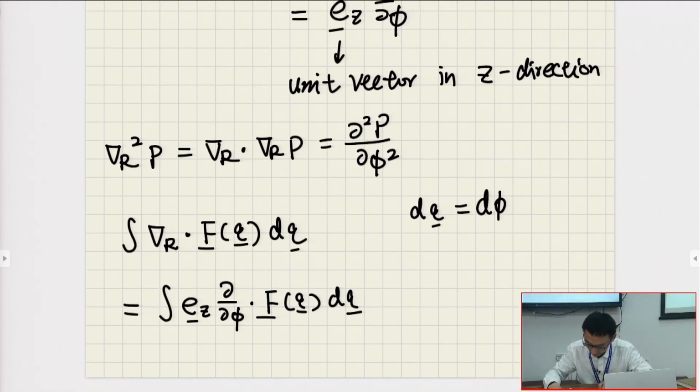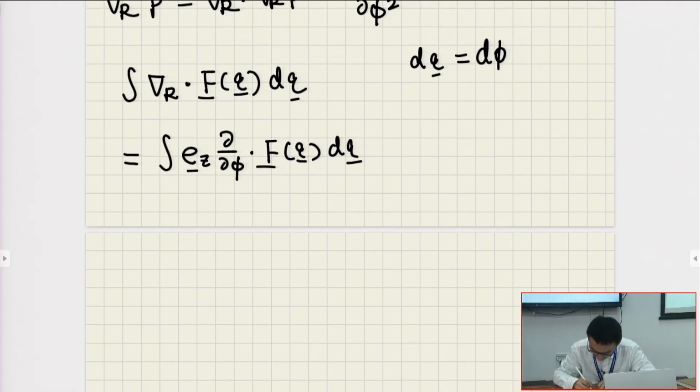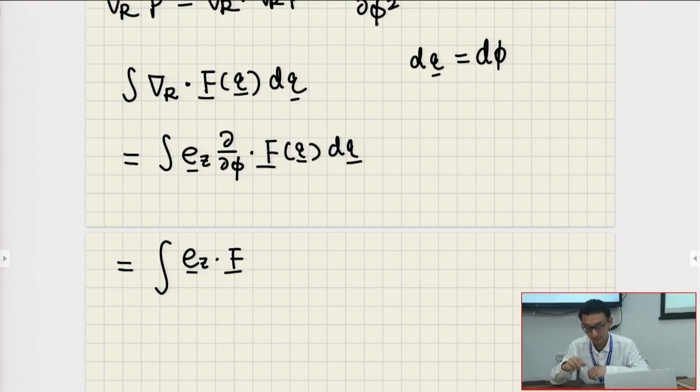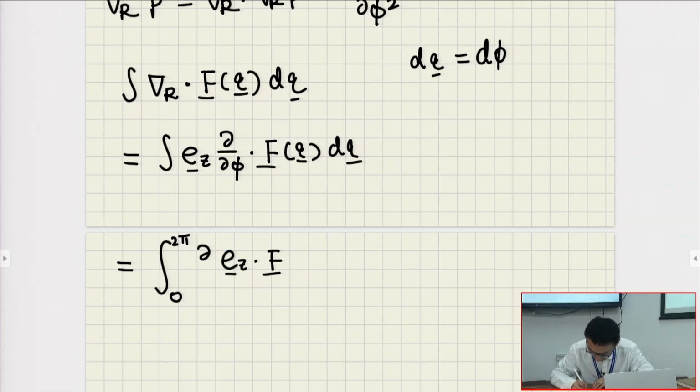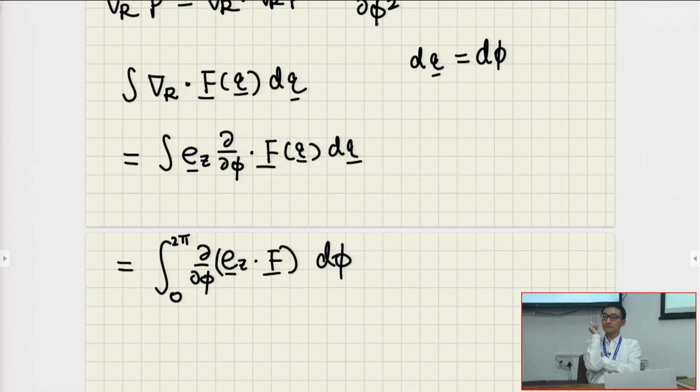Okay, good. So here the z vector is a constant, has nothing to do with the integration. So we just have Ez dotted with f. Then integrating in phi goes from 0 to 2 pi in 2D. I guess there's a derivative that I've missed here. Sorry, the phi derivative, d phi. So what's that going to be?